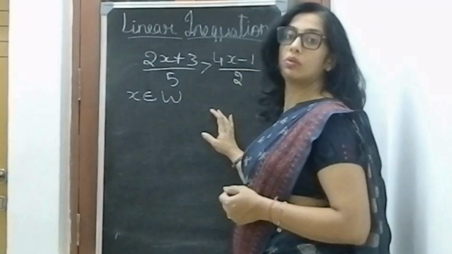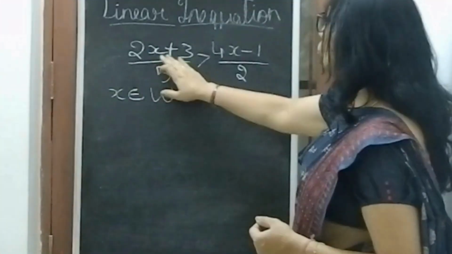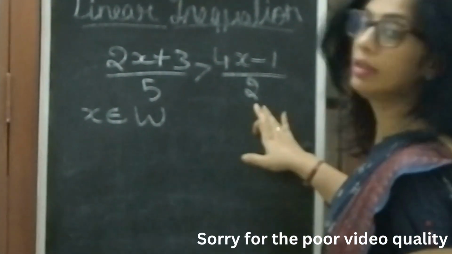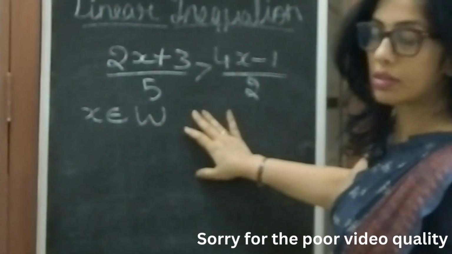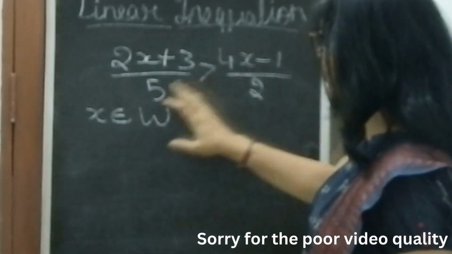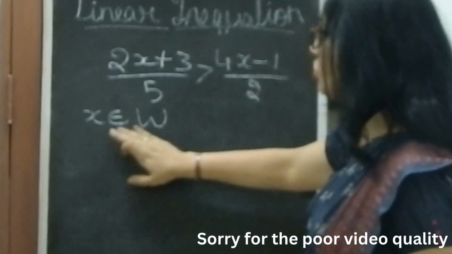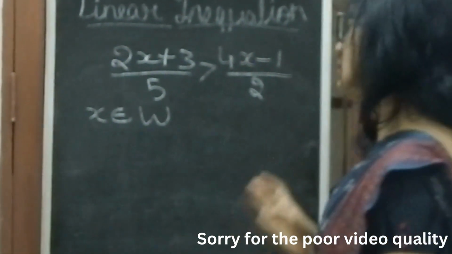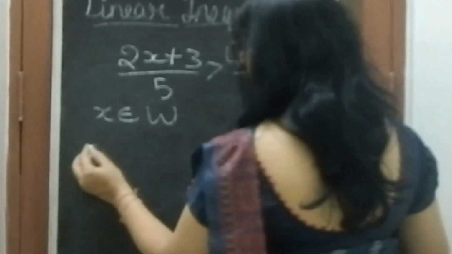Now, I am showing you another example. (2x + 3)/5 is greater than (4x - 1)/2. I have to solve this. And what does the question say? The question says that x belongs to whole numbers. So, the number will be either 0 or above 0. Okay. Now, how will I solve this?